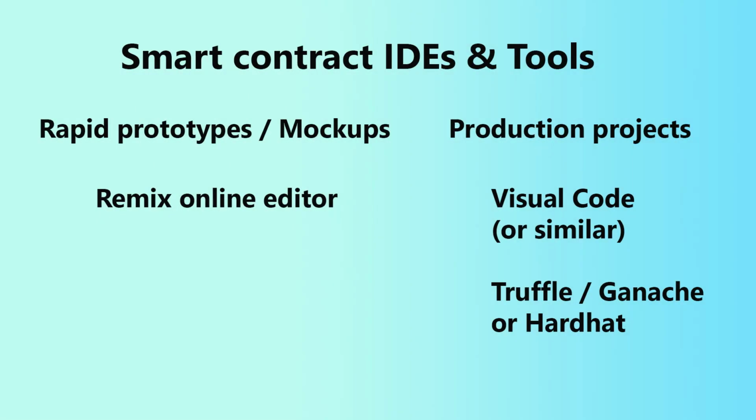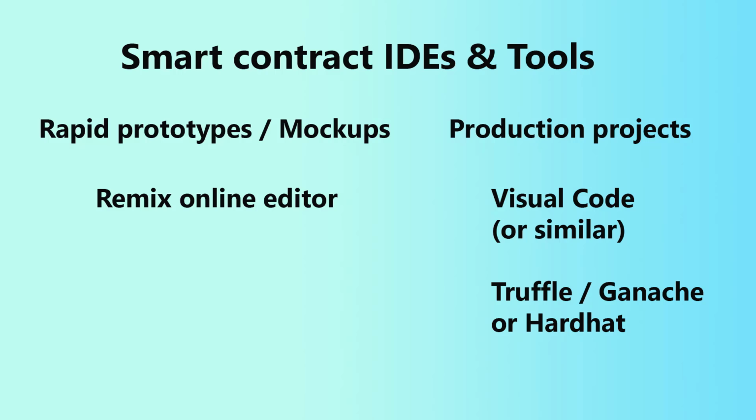All right, so there are a number of different tools out there that we can use and different IDEs to author smart contracts. The one that we're going to be using today is the Remix editor. This is an online editor that is really useful for doing rapid prototype development, testing out ideas, and just deploying and testing code quickly.